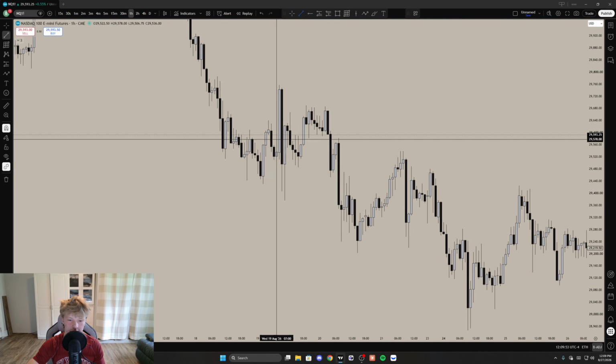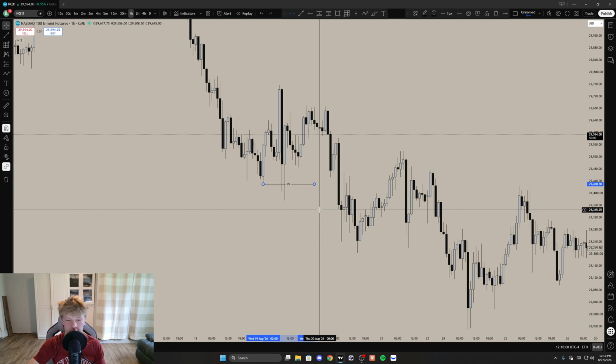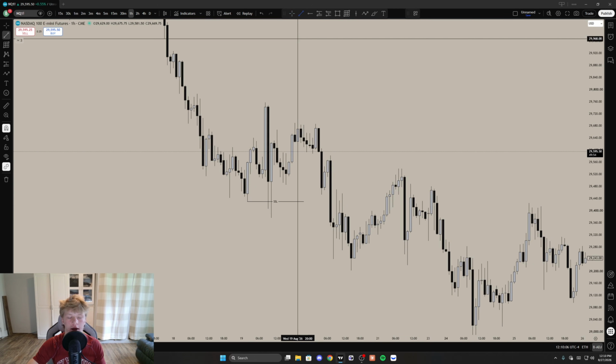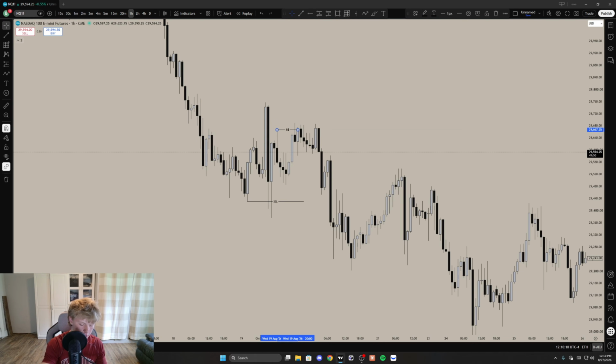So we see an obvious liquidity sweep here of sell side liquidity. SSL is the abbreviation for sell side. BSL is the abbreviation for buy side. Okay, what is the most recent high that we left? It is this right here, this buy side liquidity.